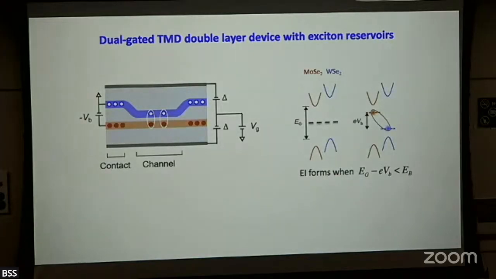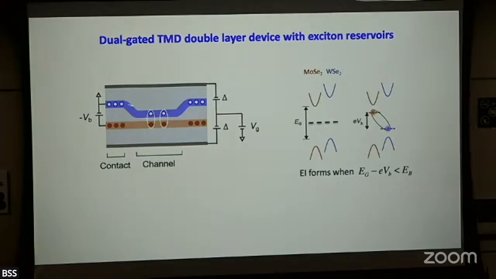Okay, so let me just show you the device structure schematic. And you have seen this before. We want something that can control quite a few different things. So I already explained this bias between the two layers. And you see that the channel where we're interested in low density excitons is a little bit different from the contacts. And the reason is because we want ohmic contacts, or at least low Schottky barrier contacts.